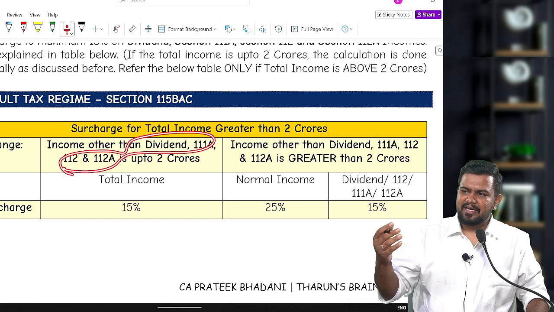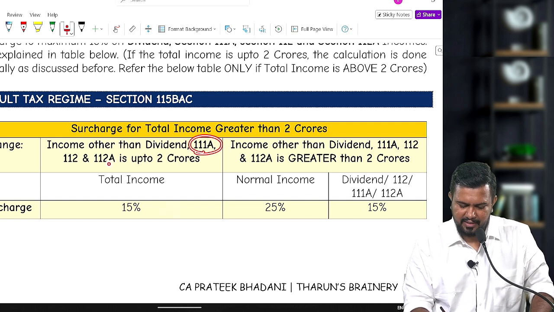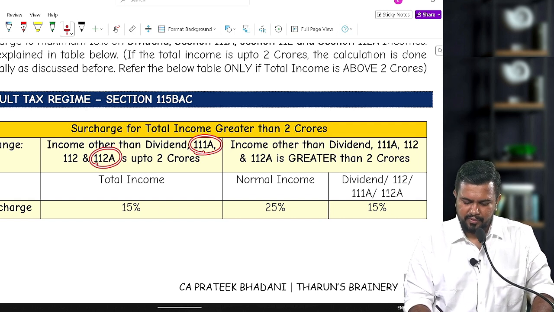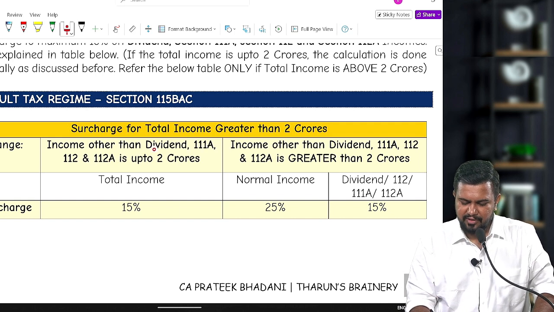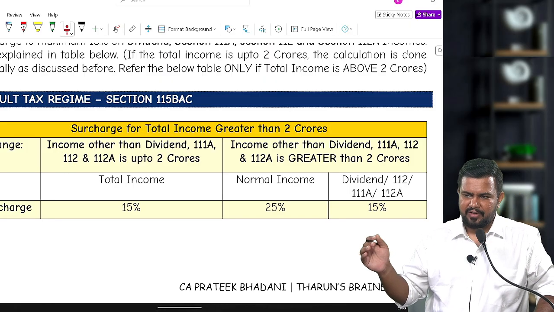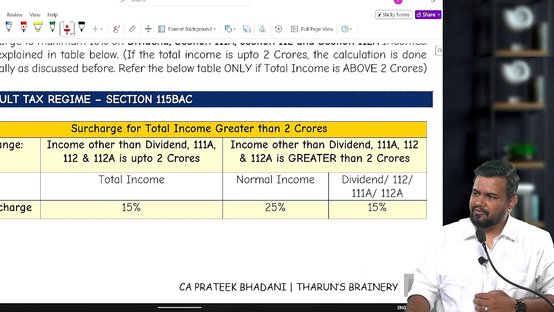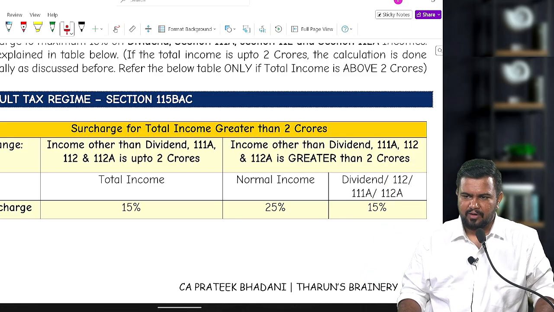Basically they are covering all the shares. See, equity shares which are traded on stock exchange are covered in 111A and 112A. Moreover, these shares give dividend, so dividend is also covered, and now they have also covered long-term capital gain. So on these 4 types of income, the maximum surcharge can be 15%. Above that it cannot go.